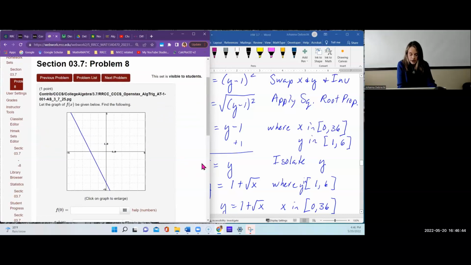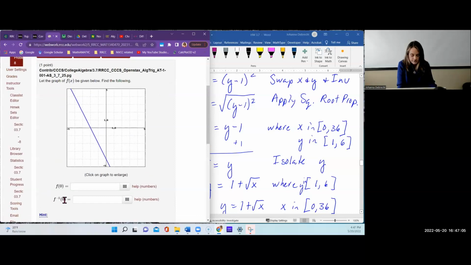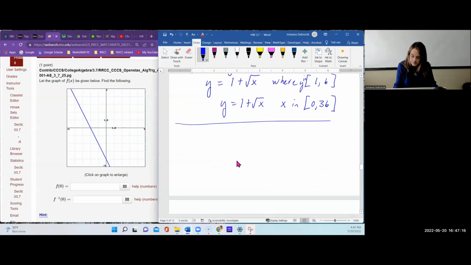This is problem number 8. Let the graph of f of x be given below. The graph of f of x looks like a negatively sloped line. It is a slanted line, which I know means that it is a one-to-one function. So the inverse is also a function. Find the following. Find f of 0, then find f inverse of 0. What does that mean? F of 0 and f inverse of 0. Well, let's write down what little information we have so far.